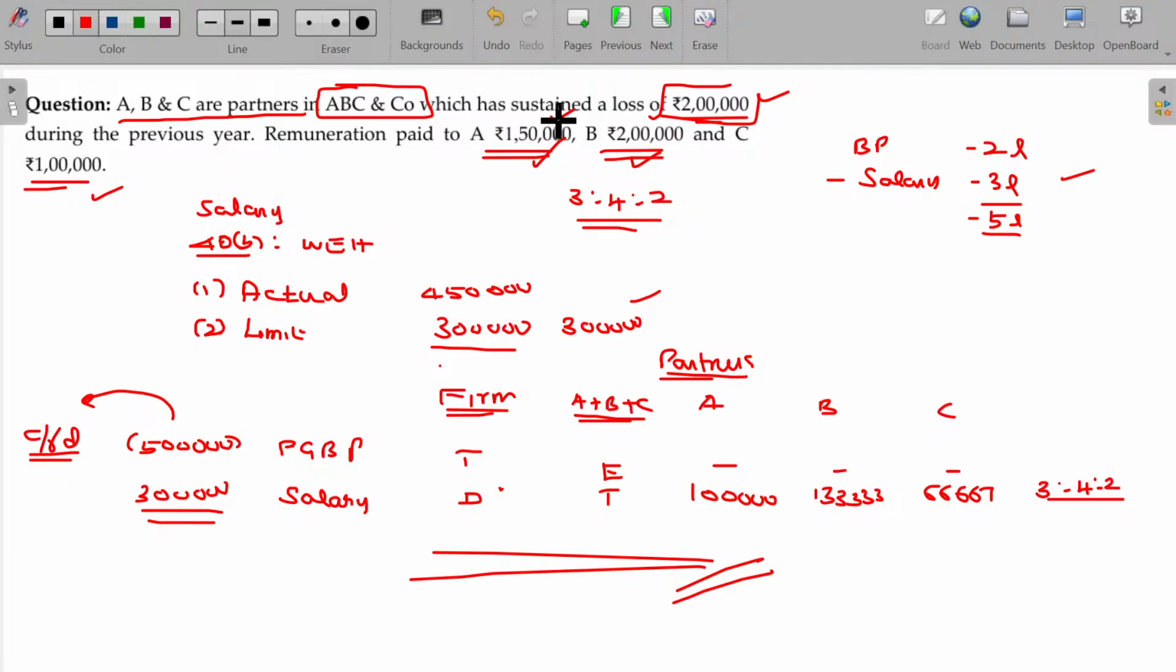3 is to 4 is to 2 is nothing but their original salary ratio: 1 lakh 50, 2 lakhs and 1 lakh. Otherwise, 3 is to 4 is to 2. Clear?